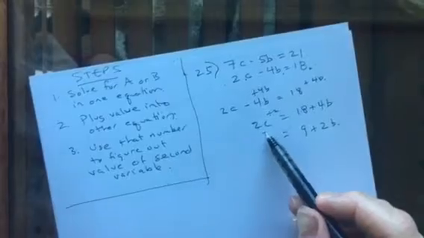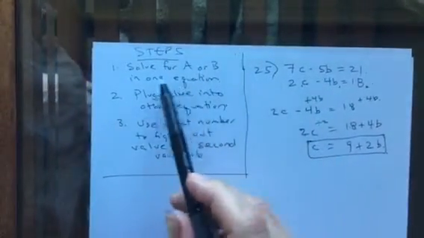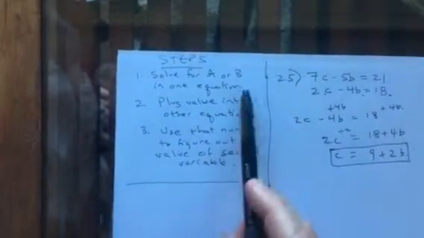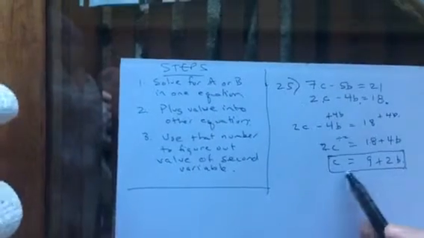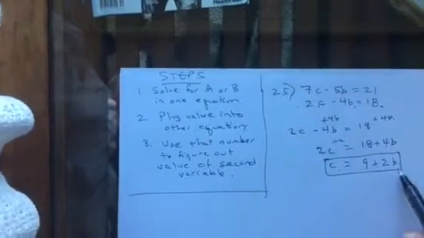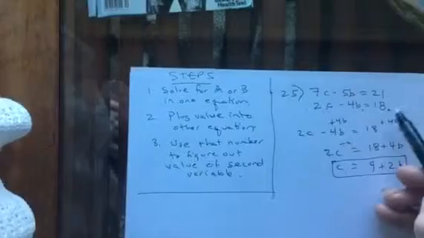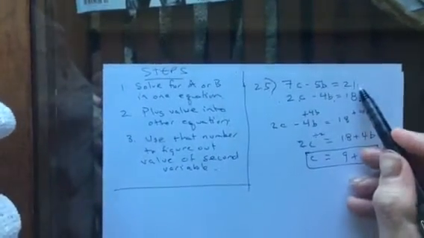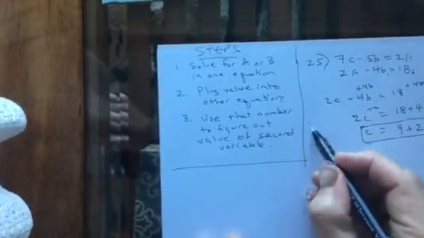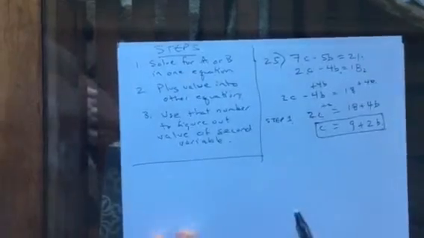That's the same as this first step right here. I'm solving for the one variable in terms of the other variable. Now, I don't really know what the value of C is, but I know that it's worth 9 plus 2B. So I take this 9 plus 2B, and then I plug it into this first equation. Remember, you do it on one, and then you plug it into the other. So that's step 1. Okay, now I'm going to do step 2.